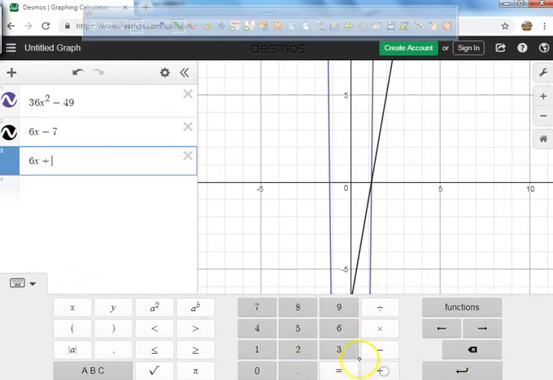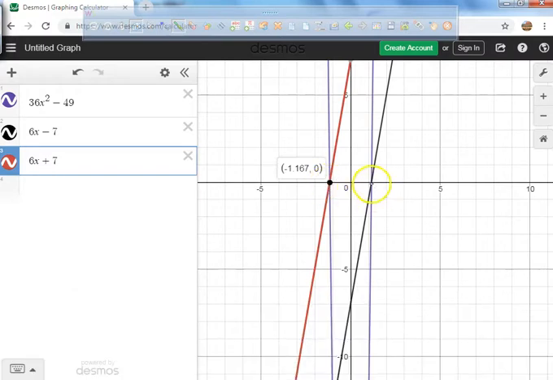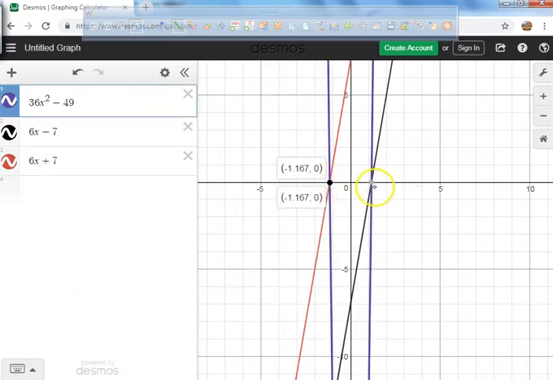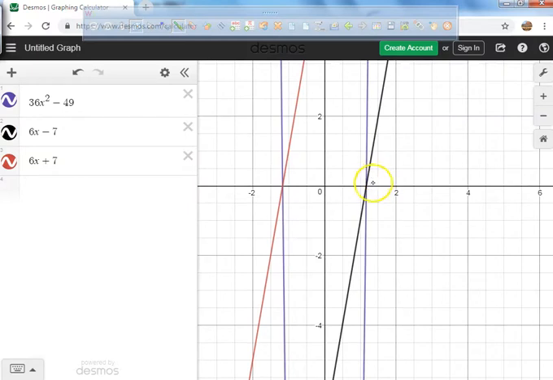6x plus 7. Look what the other one does. You see how my factors go through what? They go through the actual zeros. I'm going to go ahead and zoom in so you guys can see what I'm talking about. These are called zeros of a quadratic function.